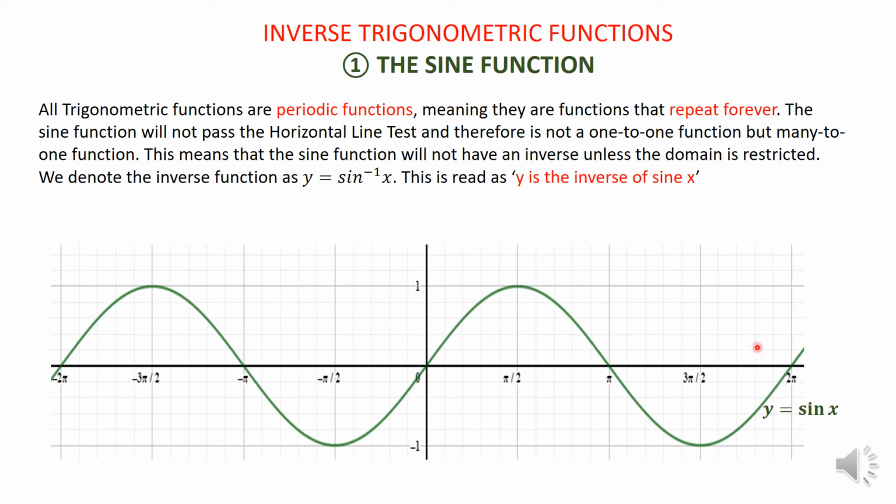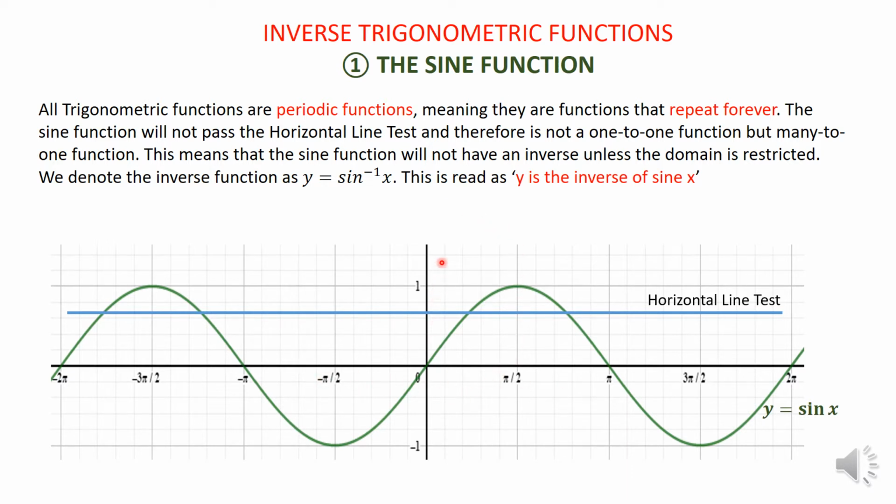So this is a function. If you do a vertical line test, it's going to be a function. But what is important is when we do the horizontal line test. When we do the horizontal line test, you realize that this becomes a many-to-one function, so its inverse will not be a function. So in order for us to make the inverse of the sine function a function, we need to look at the domain and we need to restrict the domain.